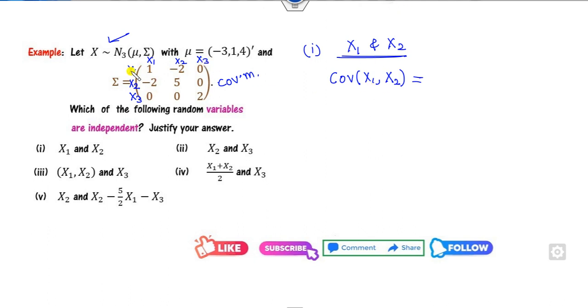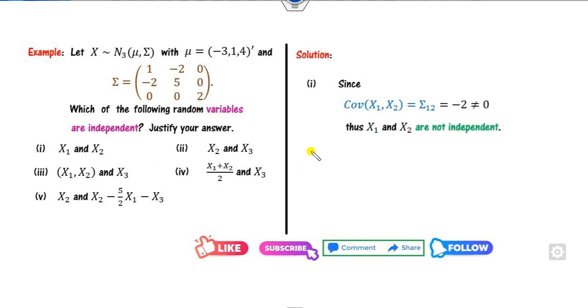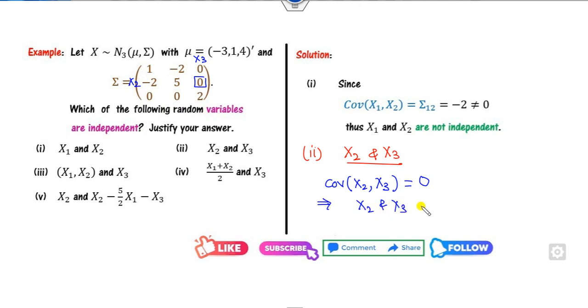Now can you find the value for x1 and x2? This is minus 2, which is non-zero. Therefore, if it is non-zero, then x1 and x2 are not independent. Fine. So that result is very simple for you. Similarly, if you look at the second part, whether x2 and x3 are independent or not, can you find the covariance of x2 comma x3? What is the value? This is my x2, this is my x3, which is 0. So once it is 0, it means x2 and x3 are independent.